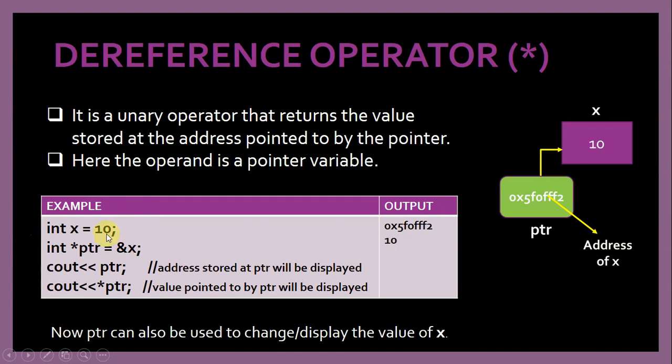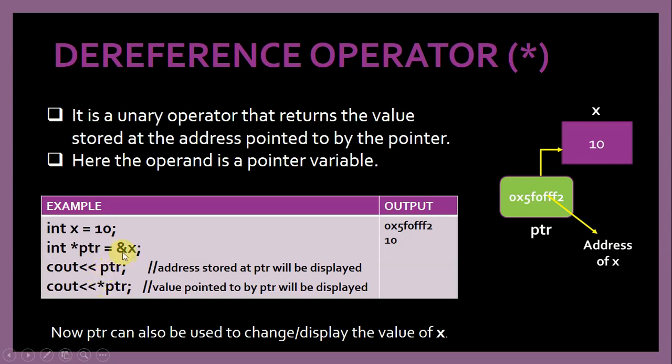And suppose I want to display the value which is pointed to by PTR. So I will give the command cout star PTR. This is a dereference operator, so it will display the value which is stored at this address. You can see the value stored at this address is 10. So the cout star PTR command will give the output as 10. So this is a dereference operator.